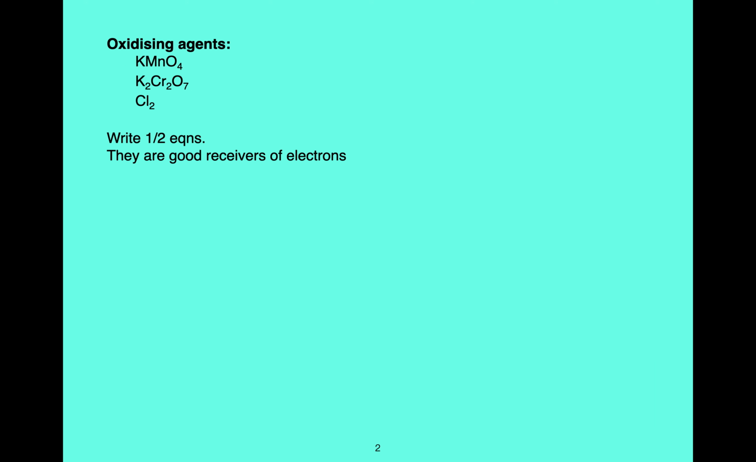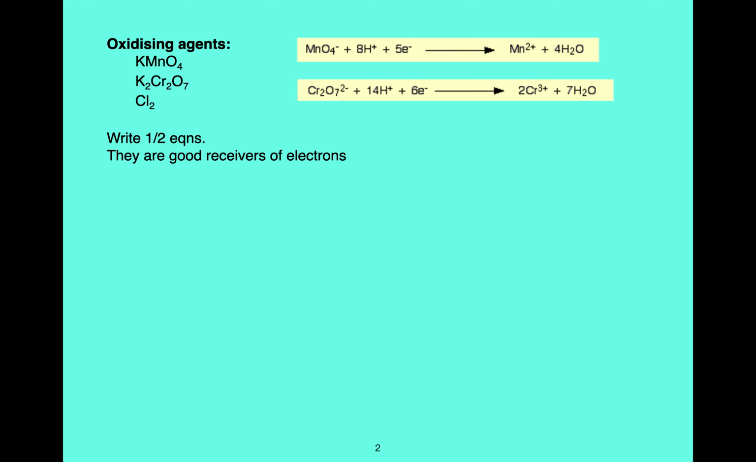Oxidizing agents, 3 classic oxidizing agents we've come across: potassium manganate 7, potassium dichromate 6, and chlorine. You have to be able to write the half equations for these, and they are good at receiving electrons. Okay, they accept electrons, don't they? The half equations, you can have a go at them now. I'll put them up in a few seconds. Okay, potassium manganate 7, so that's the half equation, dichromate 6, and chlorine.